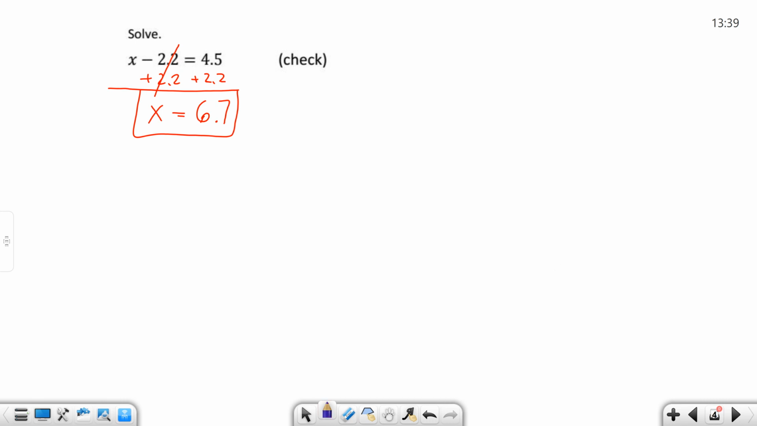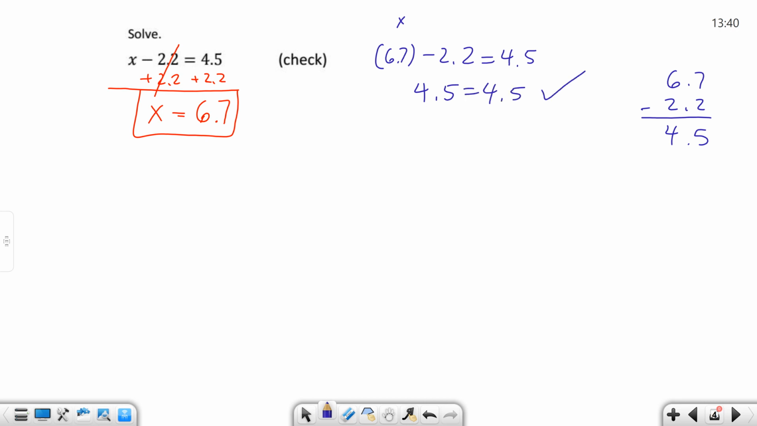All right, and then if we had to check this, how will we check it? Well, go back and say something minus 2.2 equals 4.5, and the something I'm plugging in is my x, which is 6.7, right? So then 6.7 minus 2.2, and if you have to, come to the side and do this. Now on this one, it doesn't require it. This is pretty simple. 7 minus 2 is 5. There's nothing to borrow. 6 minus 2 is 4. 4.5. So this is 4.5 equals 4.5, and it checks out.